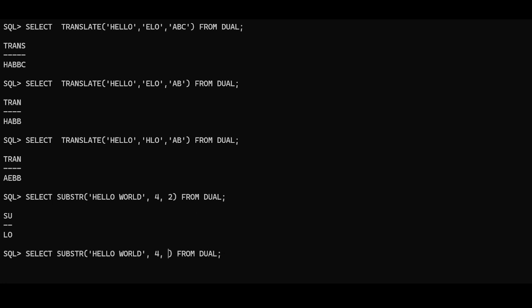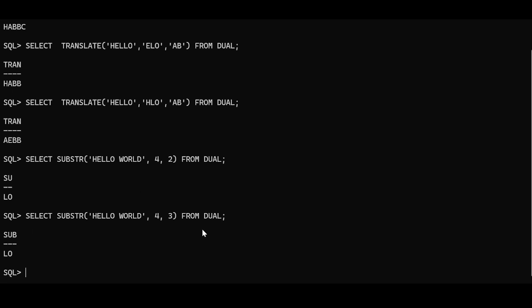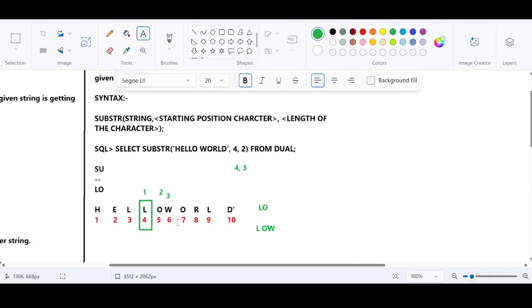Now let us do the same thing, 4, 3. We'll see what. Okay. W will not come. Why? Because your space is also considered as a character. I'm sorry, space is also treated as a character. So you have a space between O and W, right? That space will also be treated as a character. That's why W is not coming.